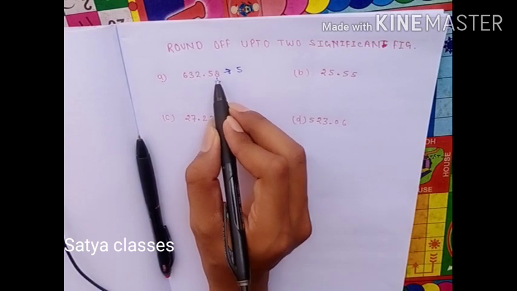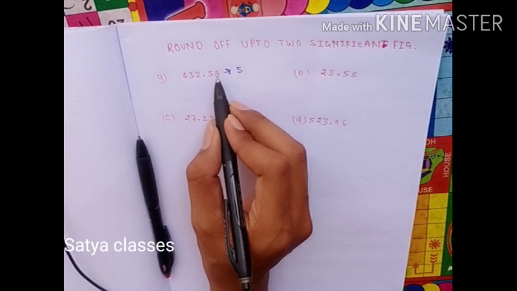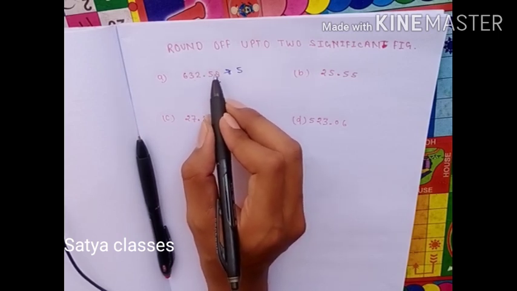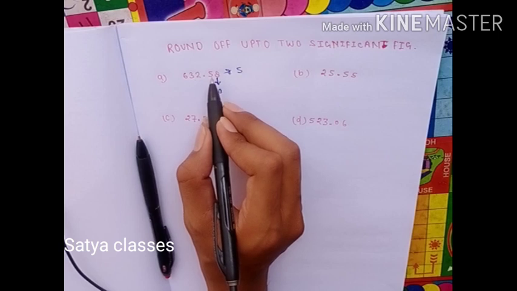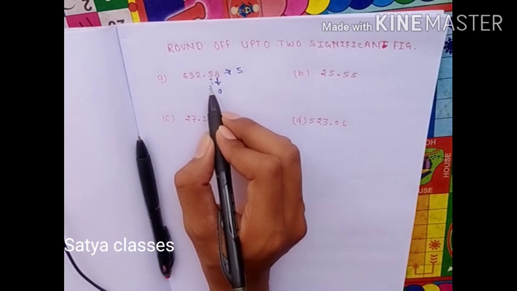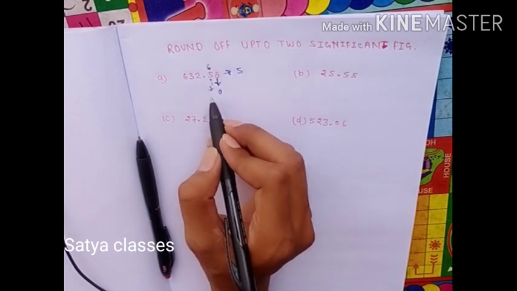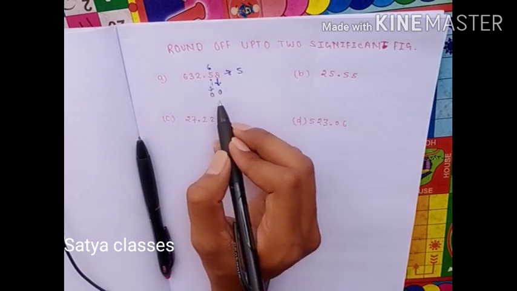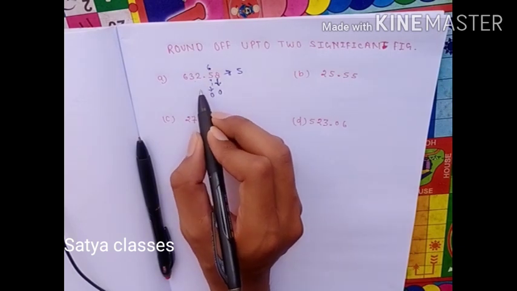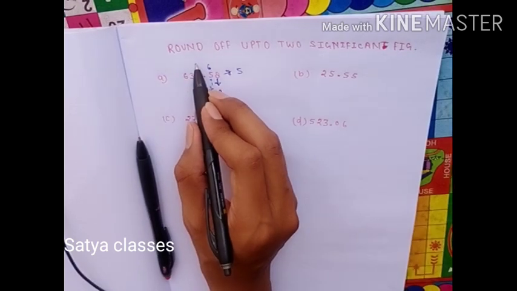When you drop 8, in the place of 8 you will put 0, and since 8 is greater than 5, the preceding digit will be increased by 1. So 5 plus 1, how much? It becomes 6. And when you drop this 6, it also becomes 0. Since 6 is greater than 5, the 2 becomes 3. Okay, now it becomes 3 here.